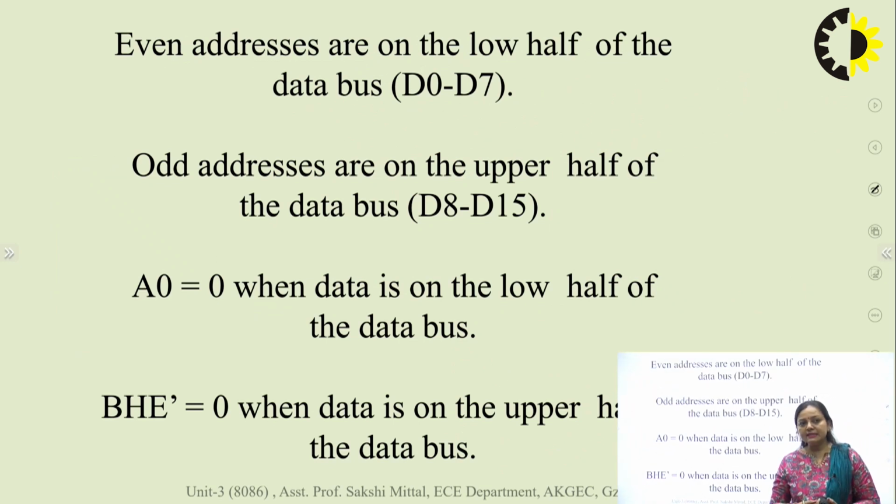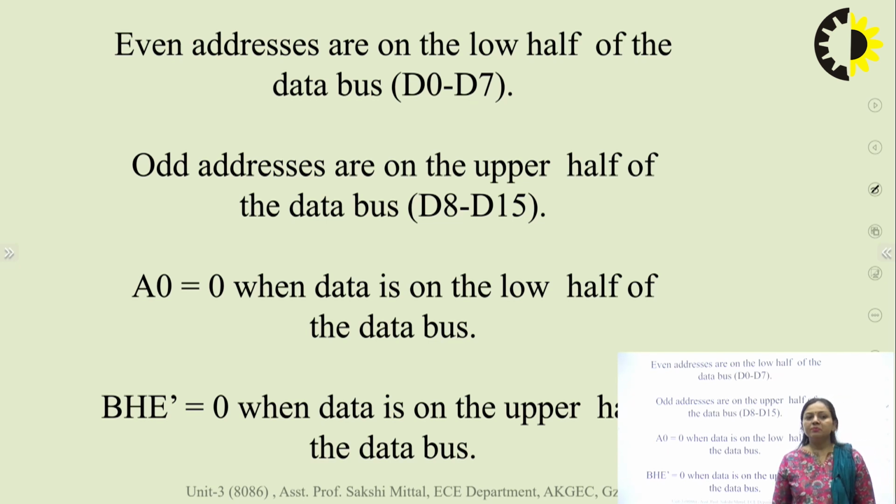So even addresses are on the low half of the data bus, that is D0 to D7. Odd addresses are on the upper half of the data bus, that is D8 to D15. We have already visualized that the even addresses are on the lower part of the data bus, that is D0 to D7, and odd addresses are on the upper half, that is D8 to D15. And A0 is 0. So whenever A0 is 0, at that time data is on the lower part of my data bus, that is D0 to D7.